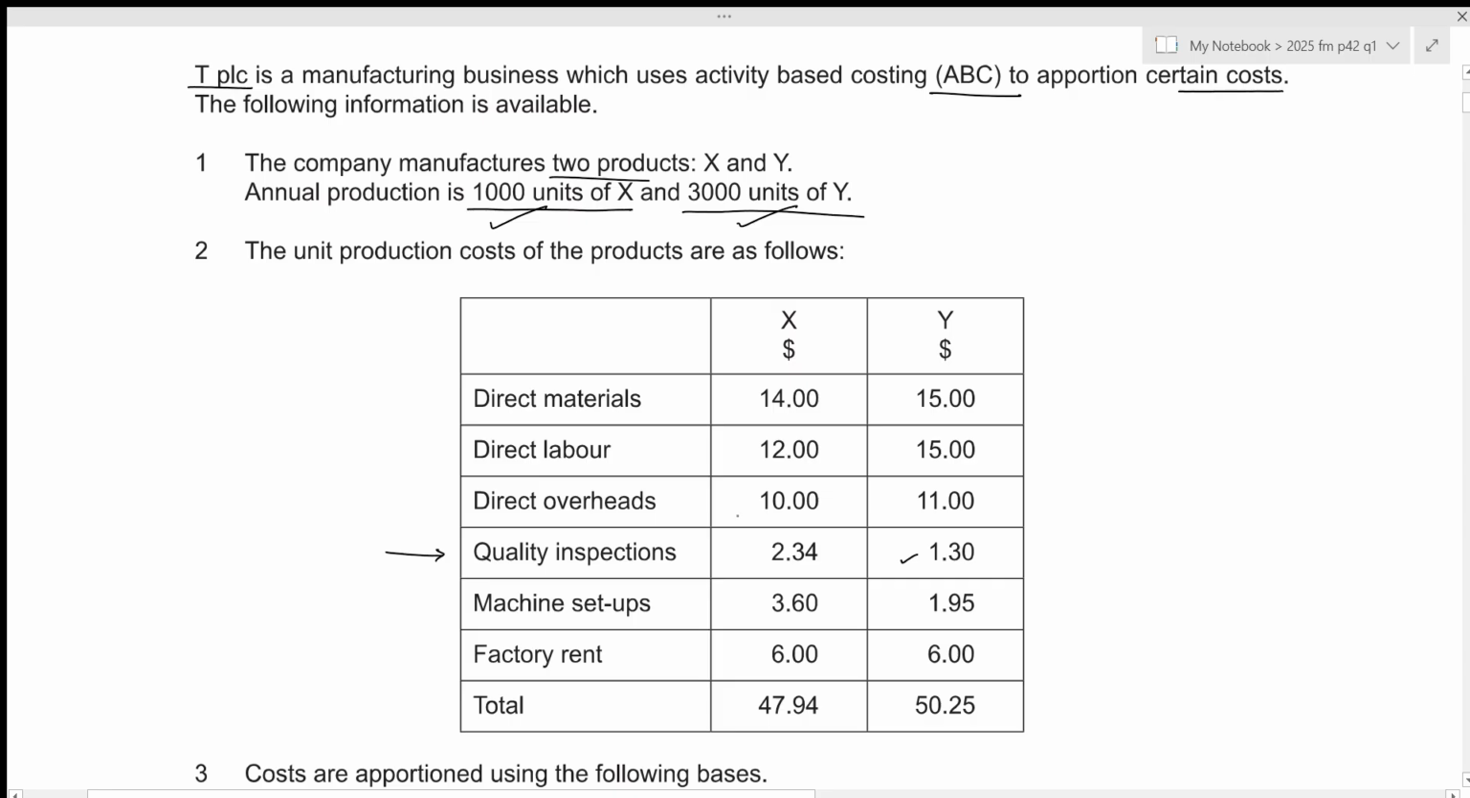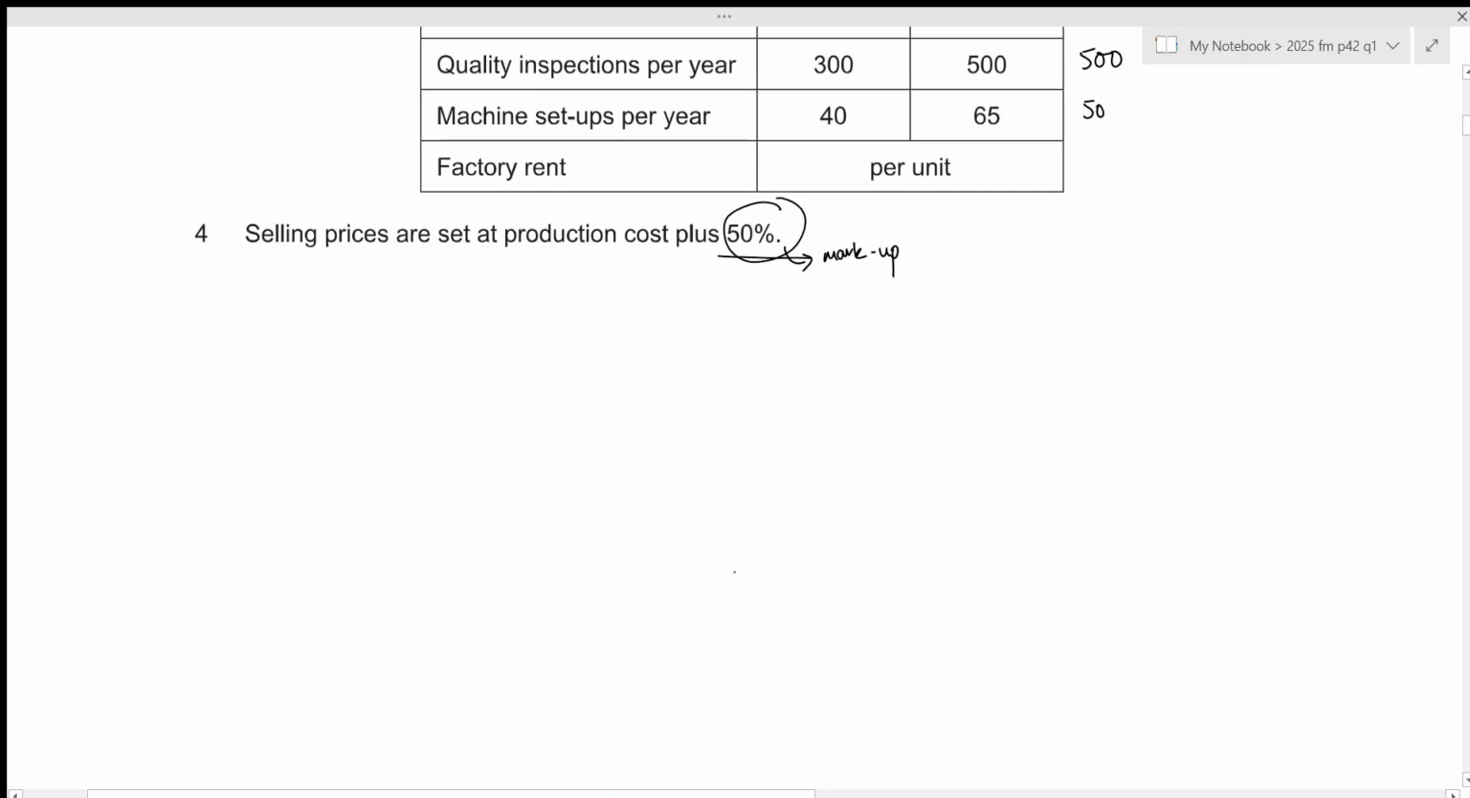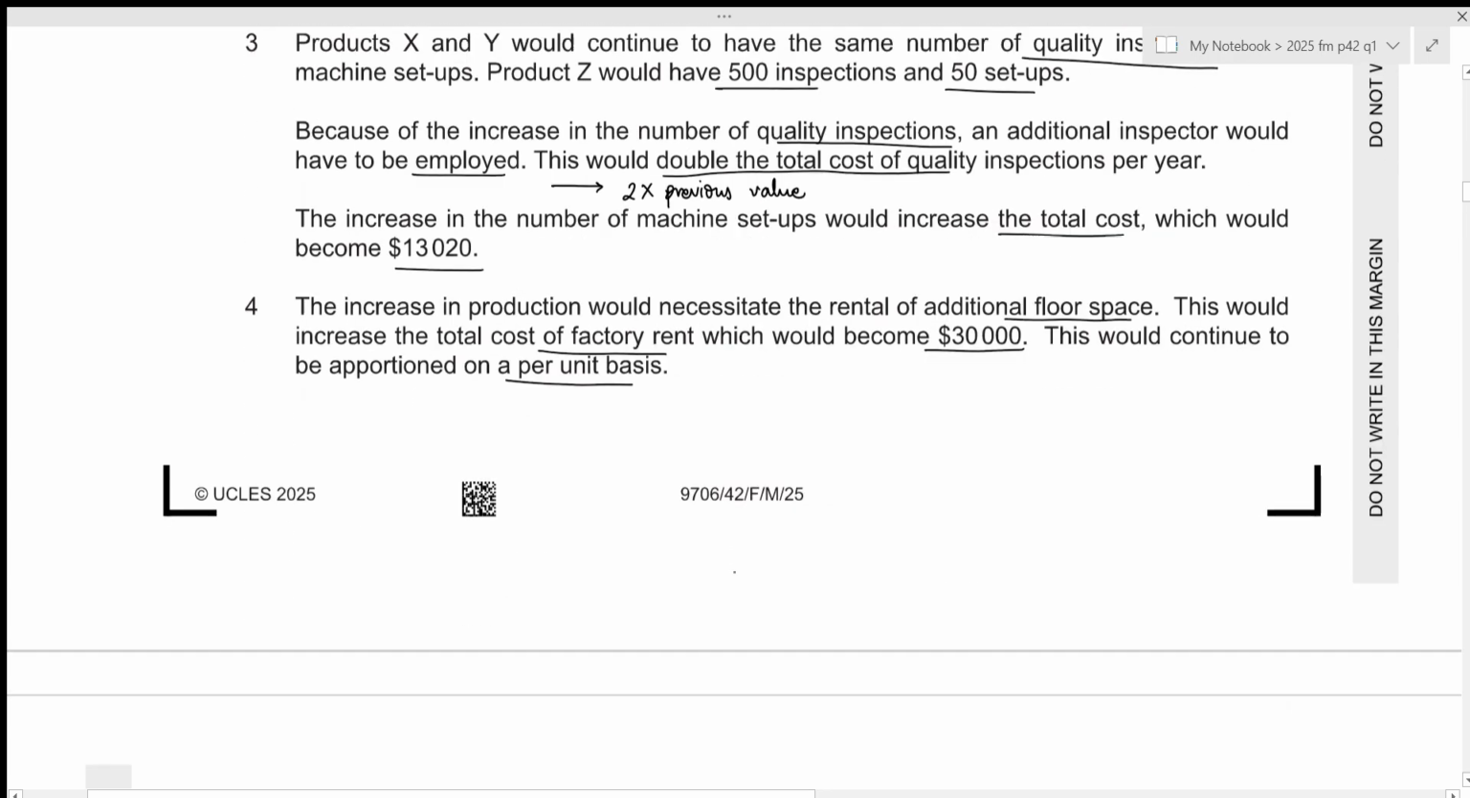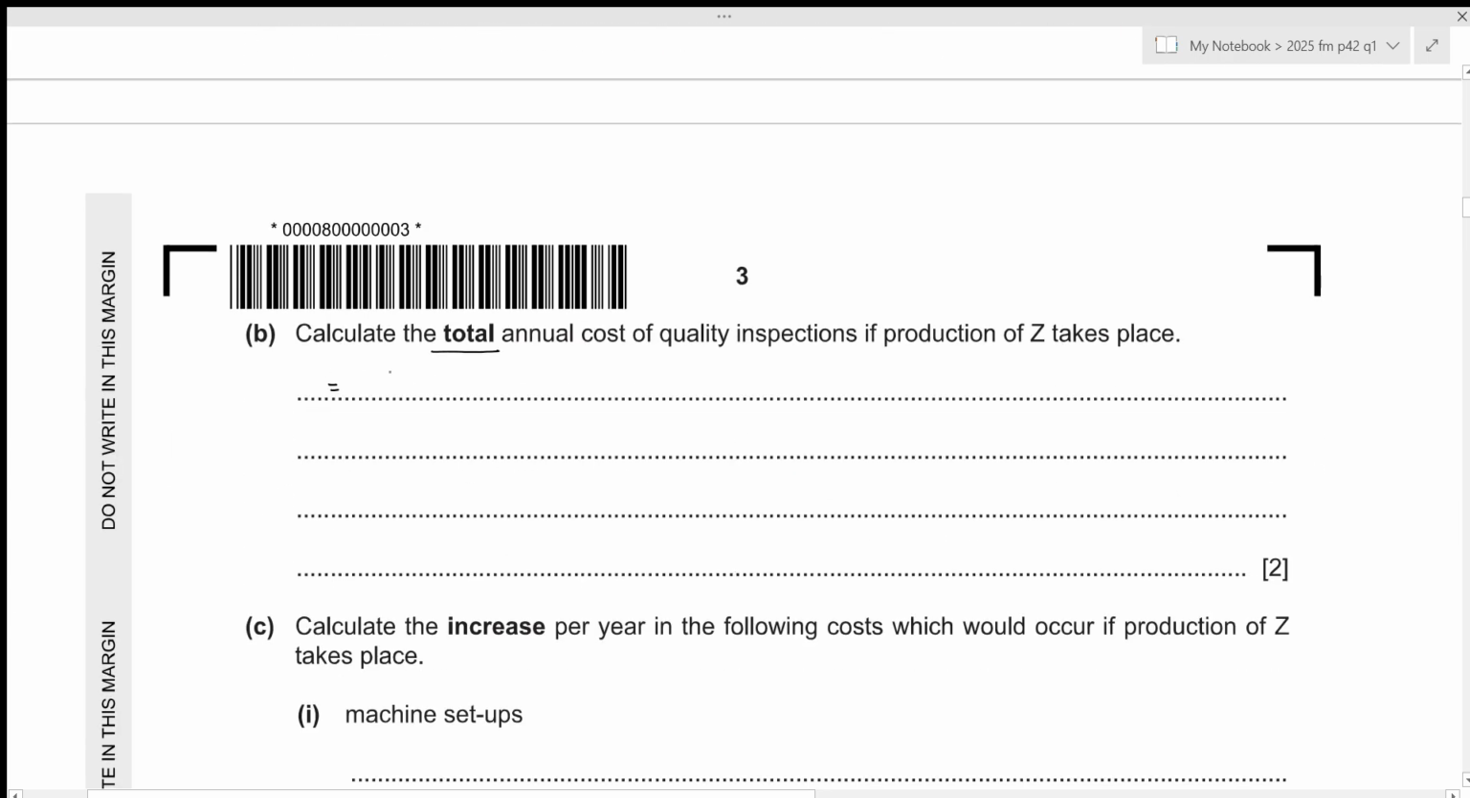In order to get the total value, we can just multiply these per unit values to the number of units for each of these products. So that would be 1000 times 2.34 plus 3000 times 1.3. Let's write it down. So for X, we have 1000 units, and the cost per unit, which is the cost of quality inspection, is 2.34. Then for Y, we have 3000 units, and the cost of quality inspections per unit was 1.3.